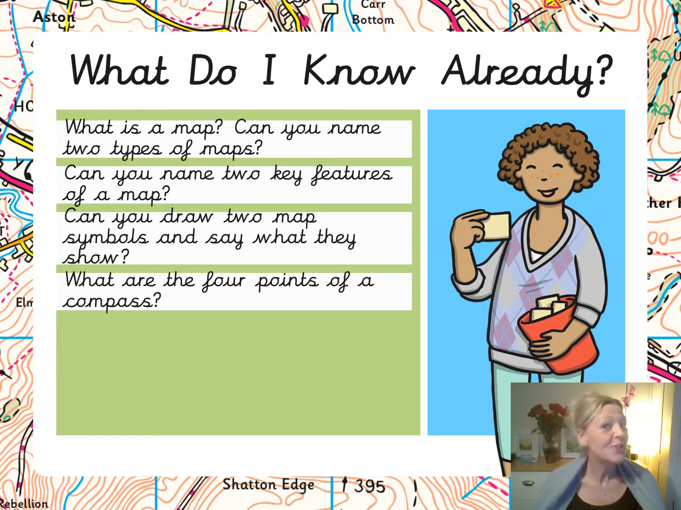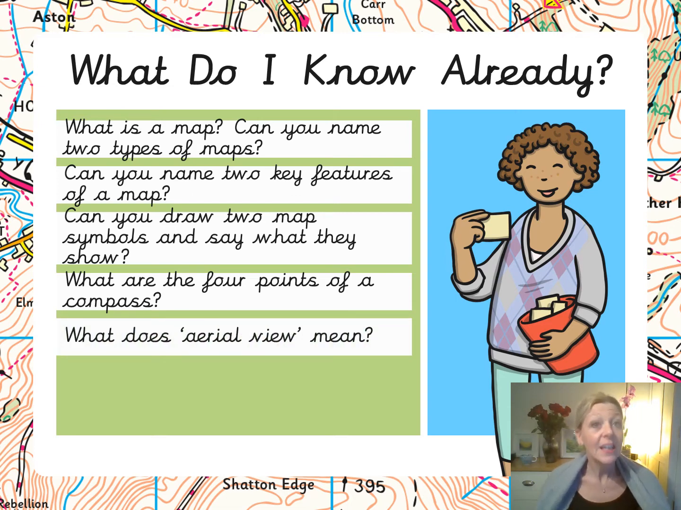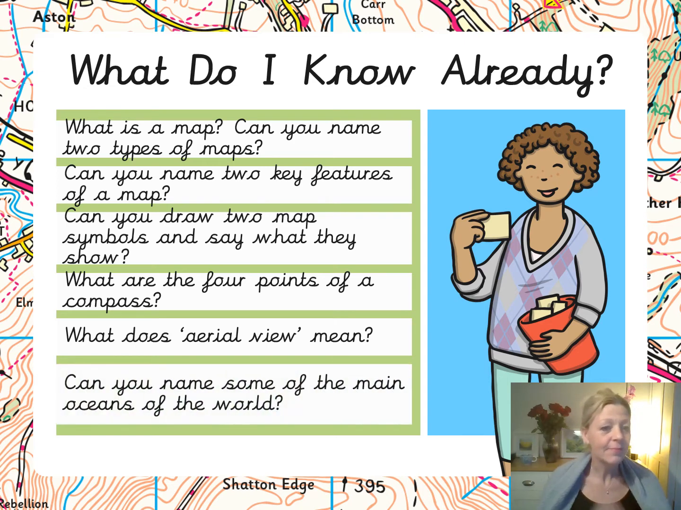Now I have just mentioned this one, but can you remember the 4 main points of a compass? Sometimes you might think of a mnemonic to help you remember them. The one I like is never eat shredded wheat. But I know there's lots of other ones about naughty elephants squirting water. Can you remember what aerial view means? And can you name some of the main oceans of the world? Putting that one in there to see if you can remember any of your learning from last term. What oceans can you actually remember?